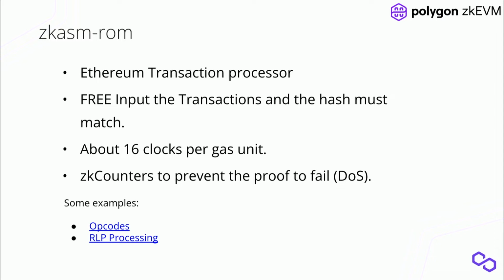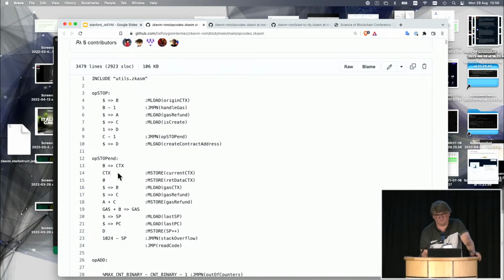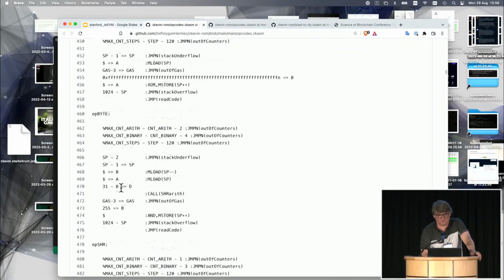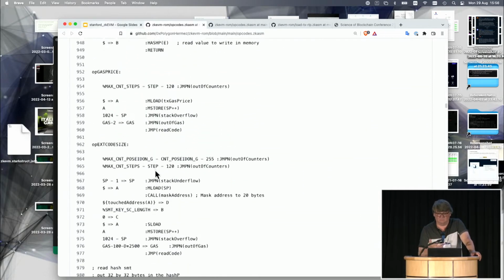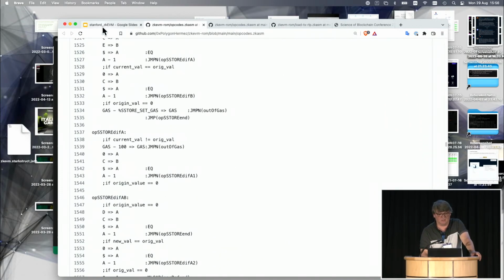Okay, we have the ROM. I'm going to show you a little bit how it looks. So the idea is, for example, this is the assembly of the ROM. Here, for example, is how we implement the different opcodes in Ethereum. We have a stop, division, and all of them. Here you see the assembly. For example, this is the movement. The dollar, when you see a dollar here, is mainly for the free input, the non-deterministic inputs. And here is actually the instruction that we are executing itself. And this is all the code. This is Ethereum encoded with this specific assembly altogether.